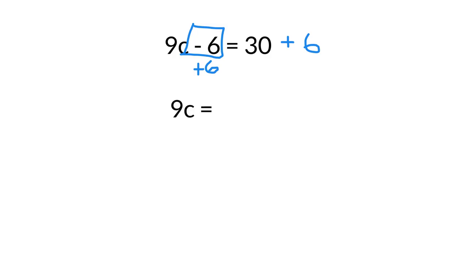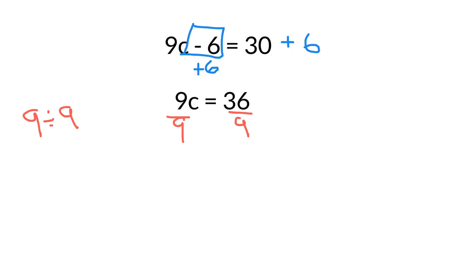9c equals 36. And this is where a good knowledge of your multiplication tables comes in handy, because hopefully you can do something like 36 divided by 9 in your head and know that that equals a number. But fair enough, let's just do it either way. 9c, we're going to divide that by 9. 9 divided by 9, and we're going to divide 36 by 9. 9 divided by 9 equals 1, so that's great. That gets us our c all by itself, which is what we want.